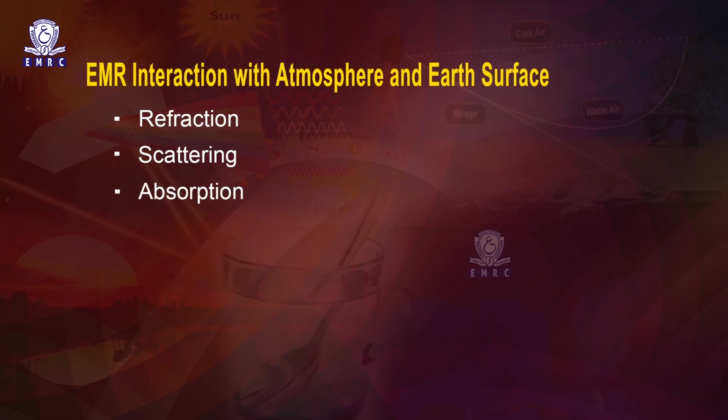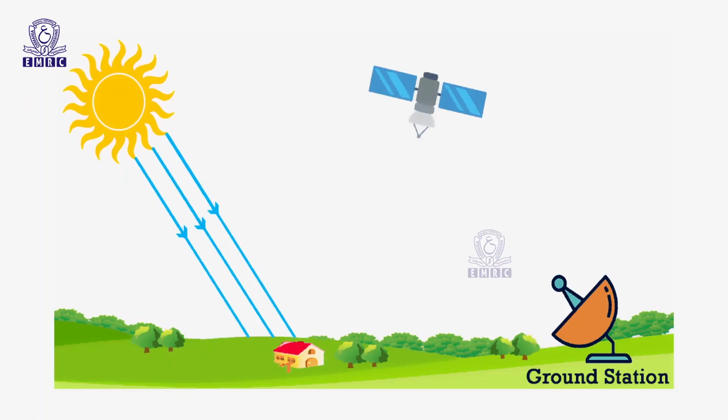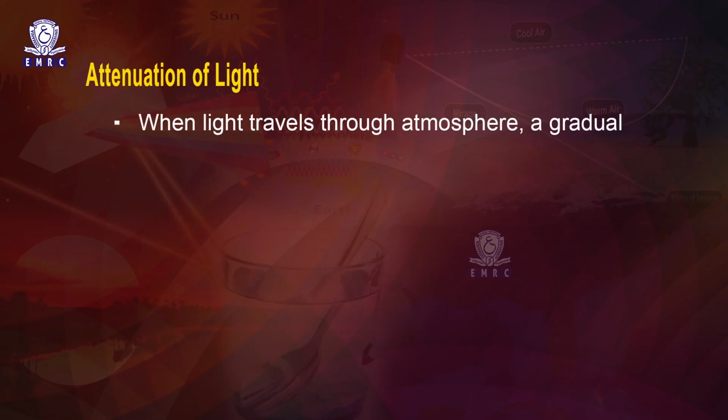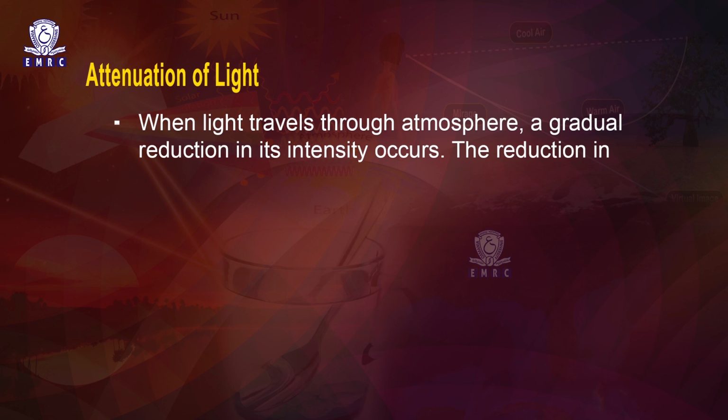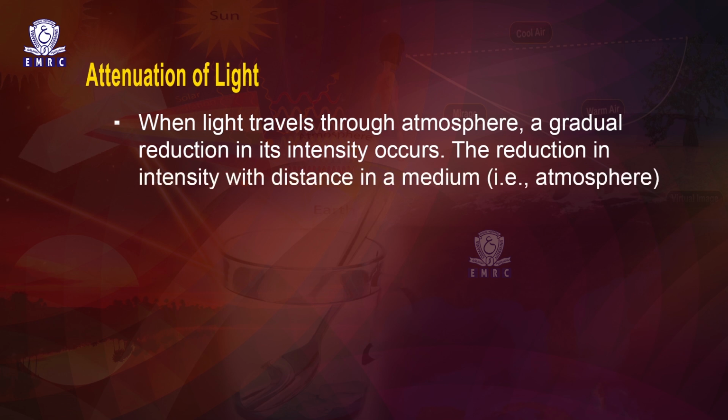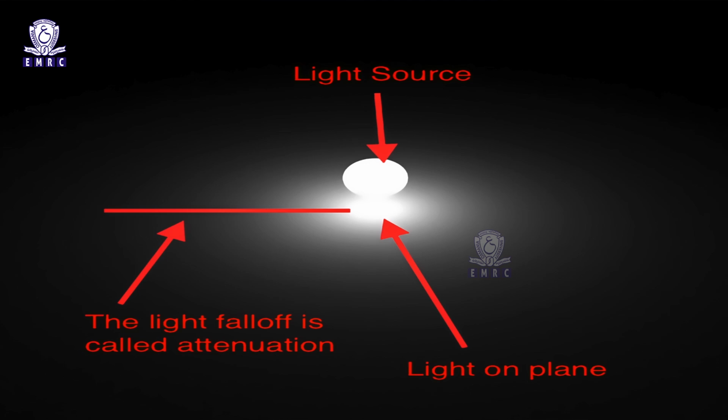Absorption. By the time electromagnetic radiation is recorded by a sensor, it has already passed through the Earth's atmosphere twice: once while travelling from the Sun to the Earth, and the second while travelling from the Earth to the sensor. When light travels through the atmosphere, a gradual reduction in its intensity occurs. The reduction in intensity with distance in a medium, that is the atmosphere, is called the attenuation of light. This attenuation occurs mainly because of scattering and absorption of light in the atmosphere.